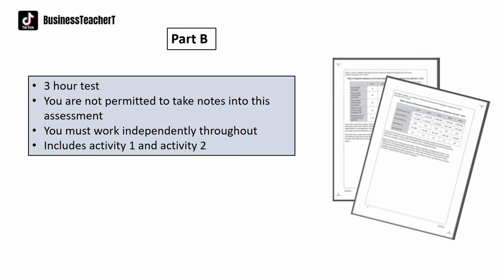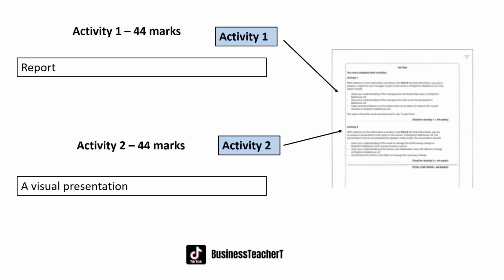Part B. The duration of your Unit 6 Principles of Management test is 3 hours. You will be supervised. You're not permitted to take any notes into this assessment, and you will work independently. Part B consists of Activity 1 and Activity 2. Activity 1, the report, is worth 44 marks, and Activity 2, the visual presentation with speaker notes that you need to produce, is also worth 44 marks.